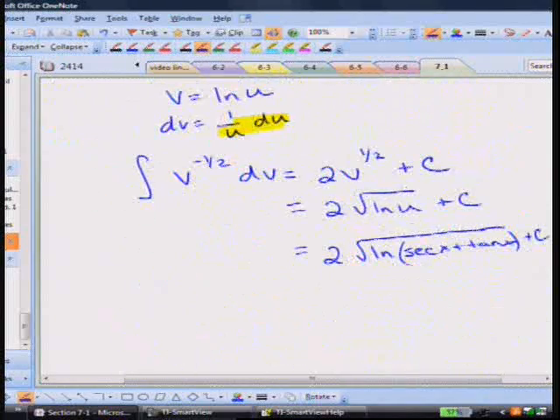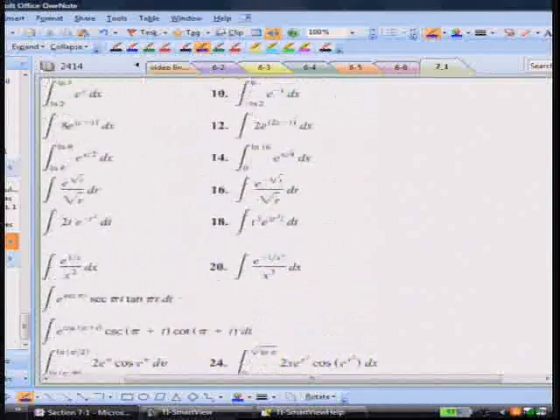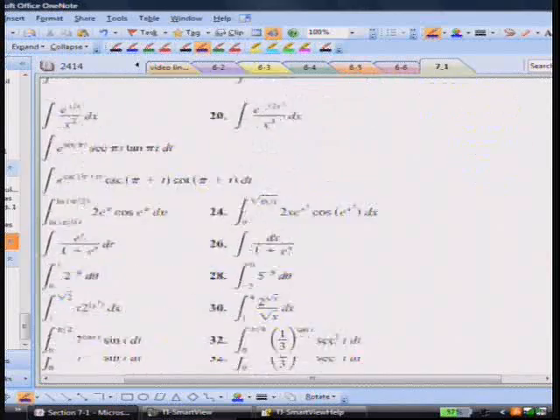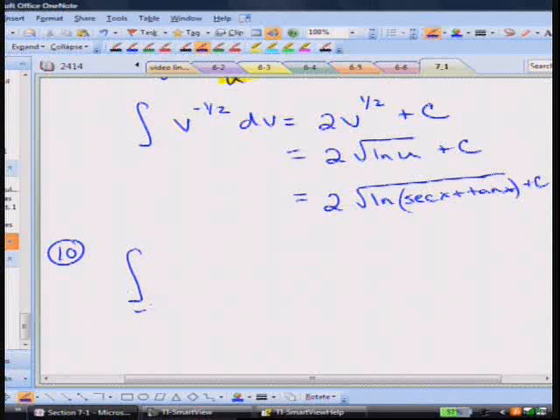Okay. Let's see if we can do another one. Let's see if we'll do any better. Let's try number 10. We want to do the integral of -ln2 to 0 e to the negative. I bet we can do this one, no problem. Integral of -ln2 to ln3 e to the -x dx.